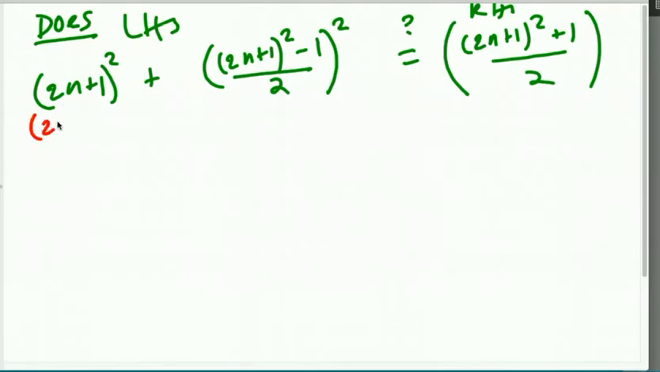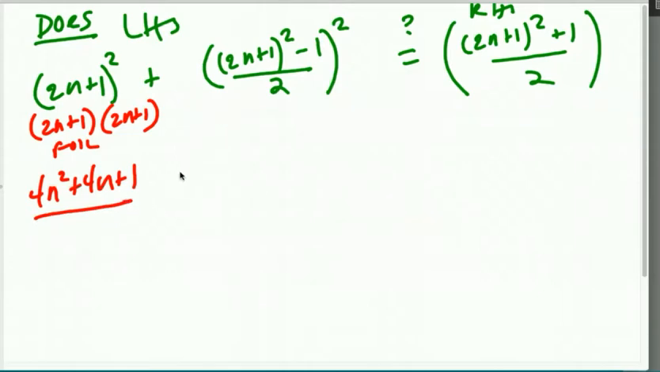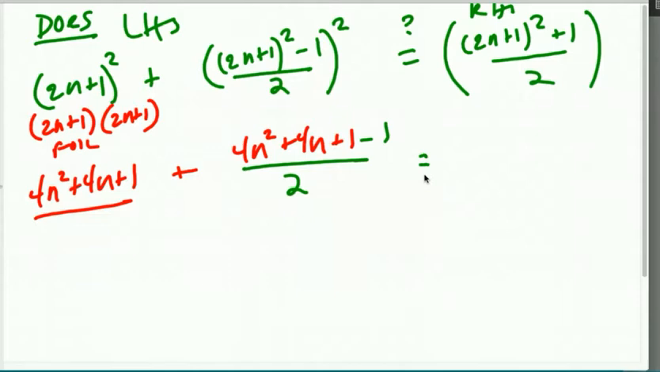If I FOIL this thing out, which I'm going to have to do 3 times, so I might as well just get the hang of it once, it's going to be 4n squared plus 4n plus 1, right? I already know that. So that means it's also 4n squared plus 4n plus 1 right here, minus 1 all over 2. And on this side, it is also a 4n squared. Oh, I missed a squared up here. Sorry, guys. Right there, there's a squared. 4n squared plus 4n plus 1 plus 1 all over 2.